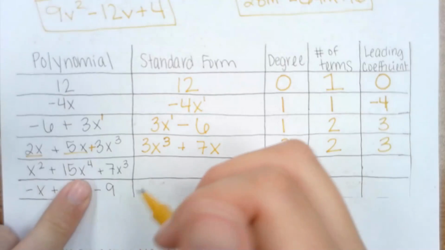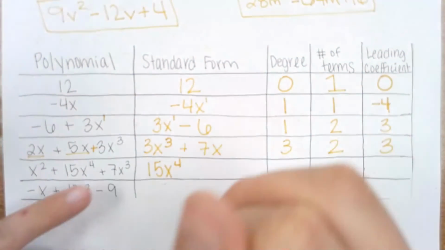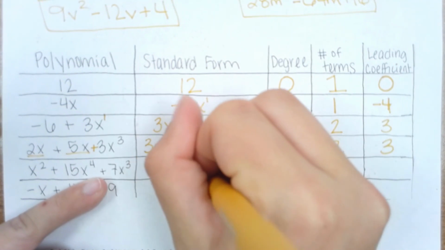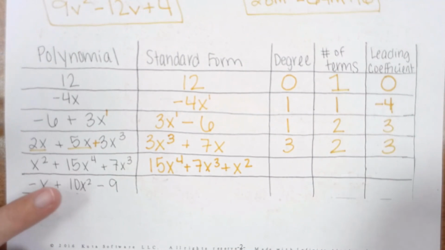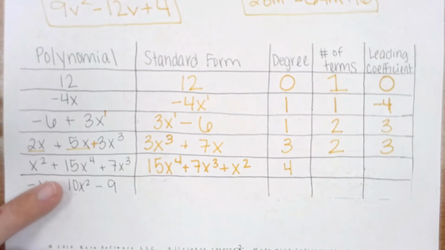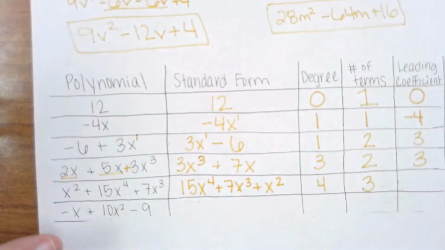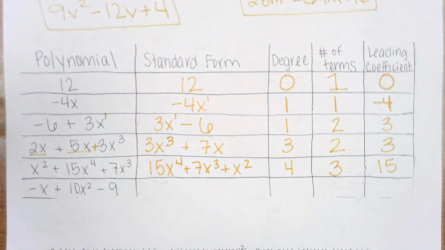The next one, your first number should have been that 15x to the 4th, because that had the highest power. Then your 7x cubed, and then your x squared. Which means your highest degree, so your degree would be that 4. Number of terms should have been 3. And your leading coefficient would have been 15.